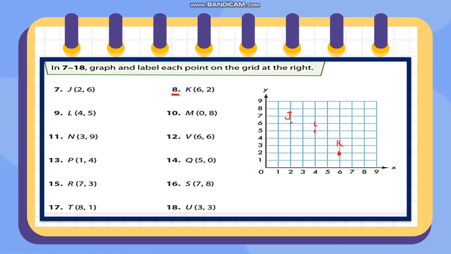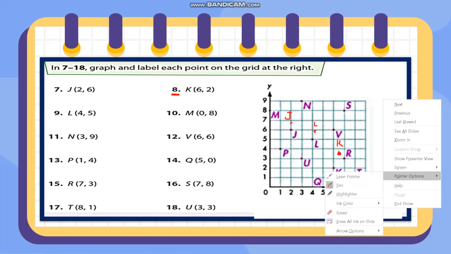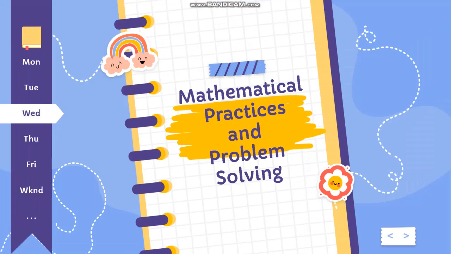Now, pause the video and do it by yourself. Now, check your answer. This is the answer. So these are the correct plotted points based on the given, and this is how to graph and label each point on the grid at the right. Okay, so let's proceed to the next one.